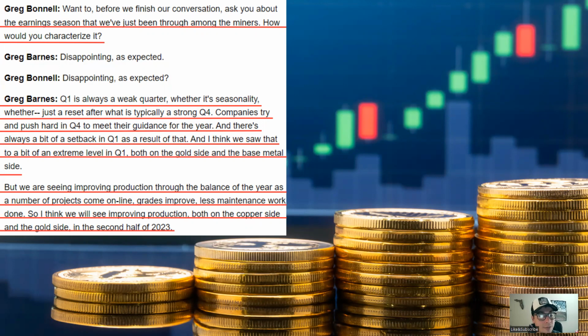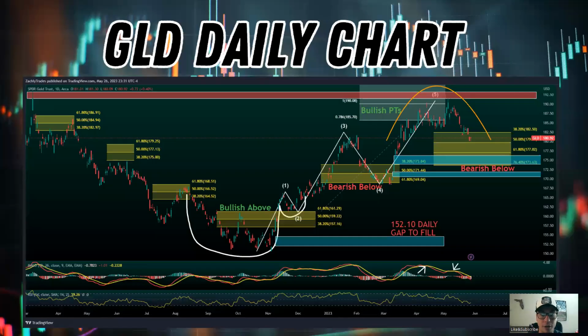And I think we saw that to a bit of an extreme level in Q1, both on the gold side and the base metal side. But we are seeing improving production through the balance of the year as a number of projects come online, grades improve, less maintenance work done. So I think we will be seeing improving production both on the copper side and the gold side in the second half of 2023. So now that we went over a nice little interview about gold and the prices surrounding gold, let's dive into the chart.